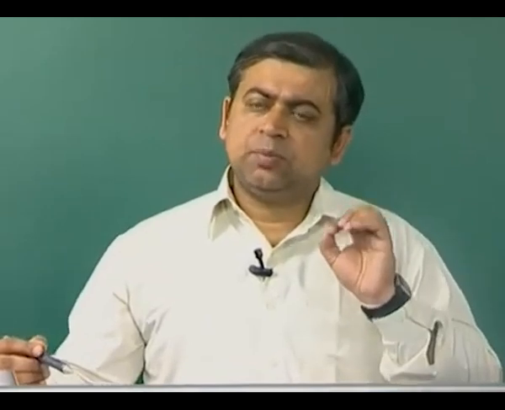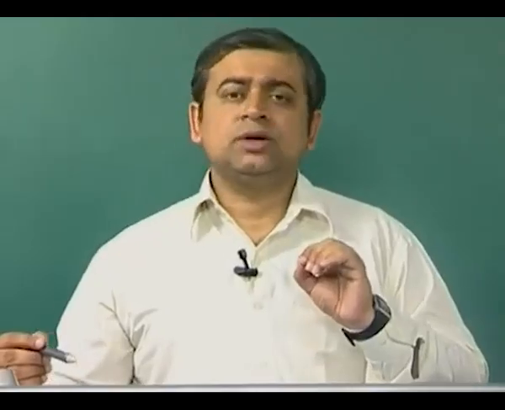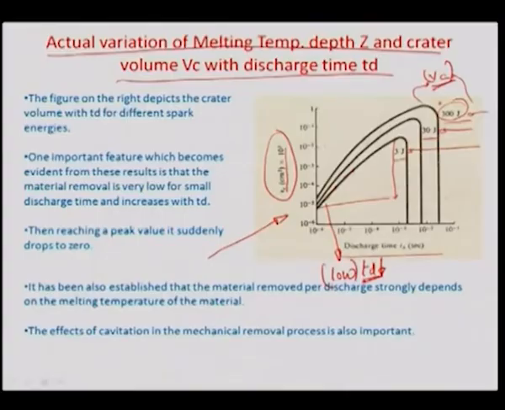You are not giving it enough time at a certain hold point, and even before the melting temperature depth could reach its highest percolation threshold, you have close to the spark energy. Therefore, the VC value is low for lower discharge time. Then it suddenly peaks up, so it reaches a peak value and finally drops down to 0, as you can see here from these 3 places indicated by the spark.